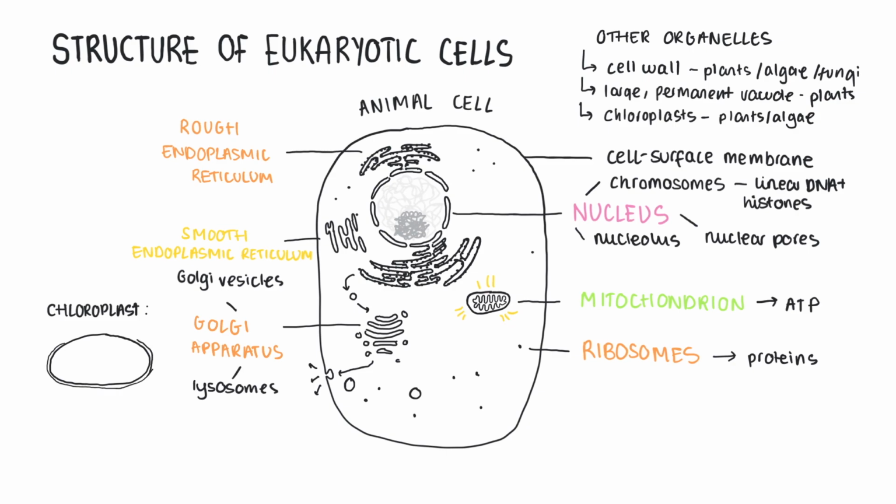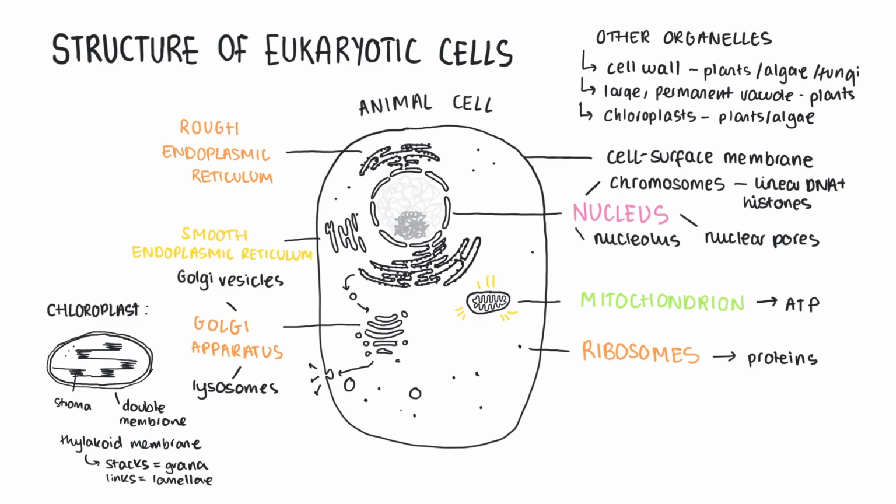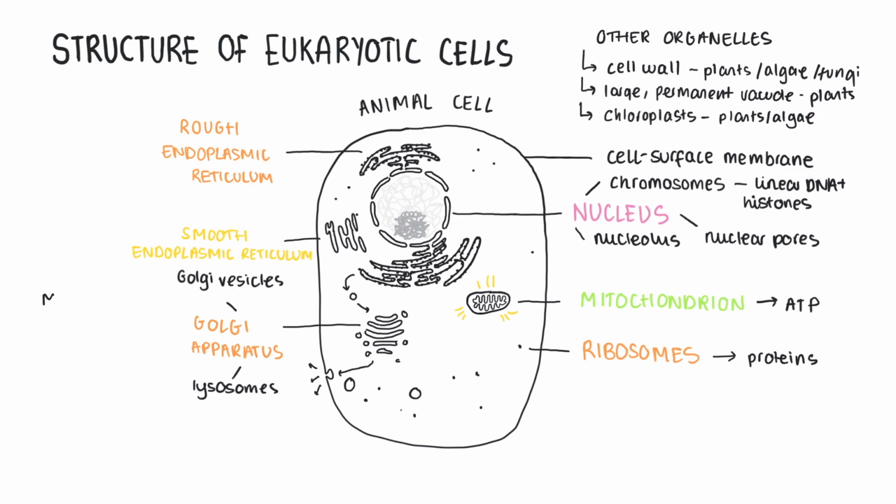So the chloroplast has a double membrane. The fluid found inside is called the stroma, and there is another membrane inside called the thylakoid membrane, which is what contains the chlorophyll. This can stack up in certain places to form the grana, and these grana are linked together by lamellae. It also contains its own small ribosomes and circular DNA, very similar to prokaryotic cells.